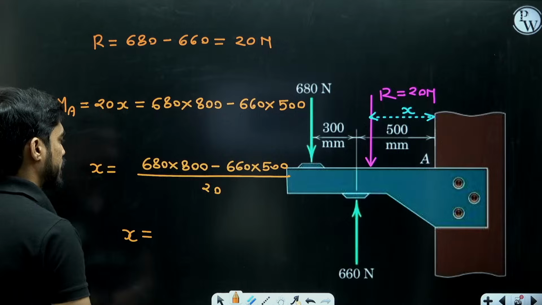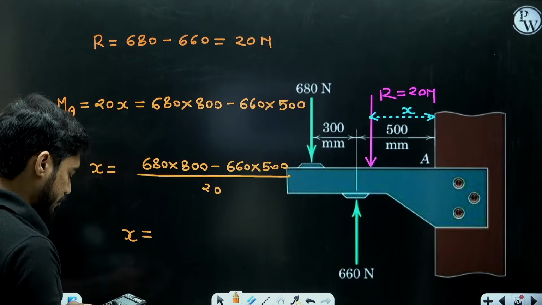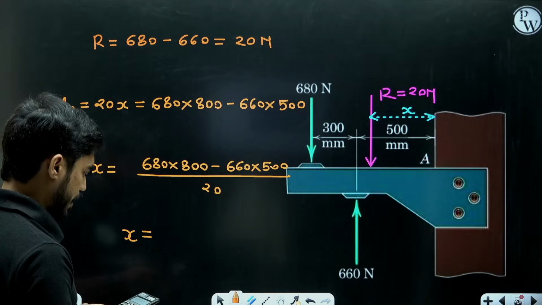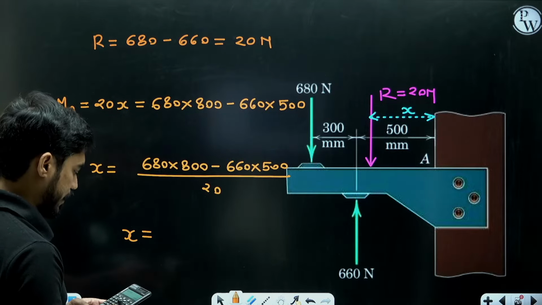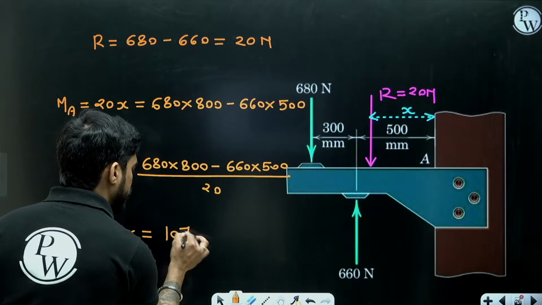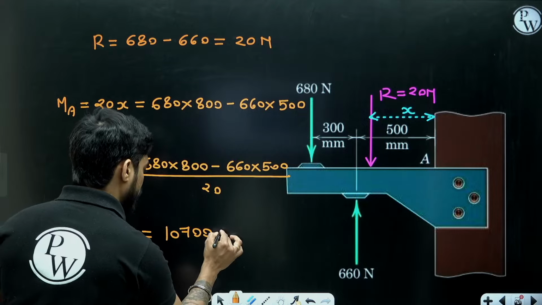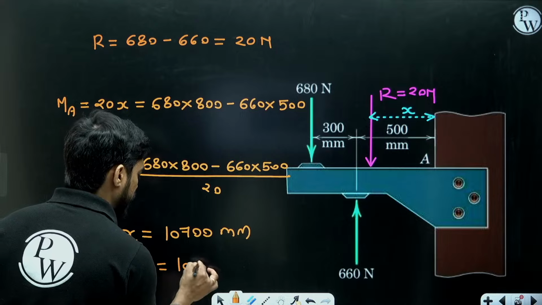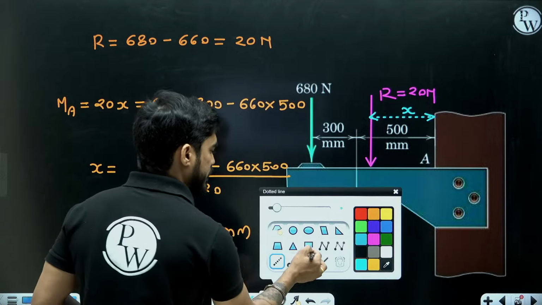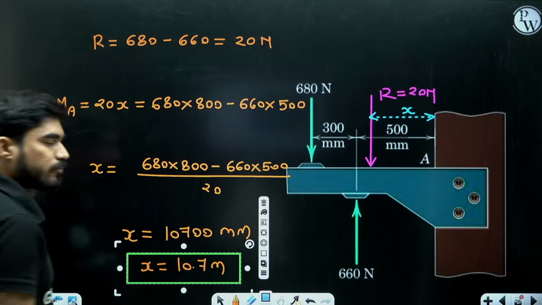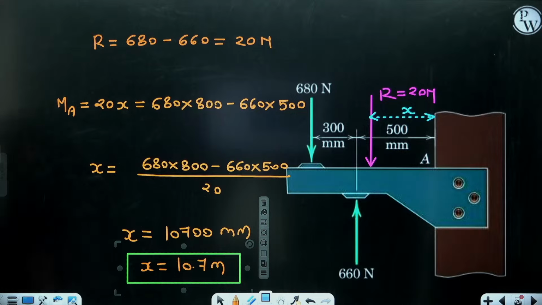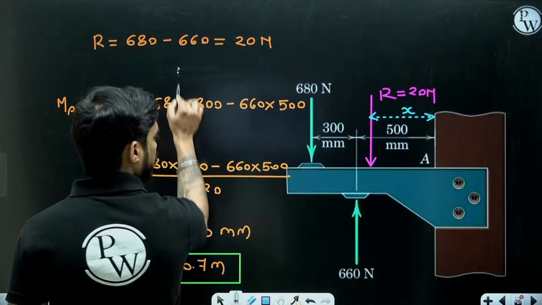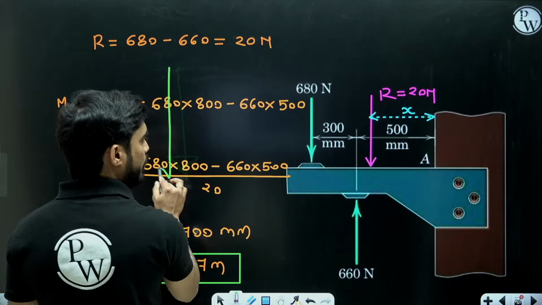So tell me what is the value. 680 into 800 minus 660 into 500 divided by 20. It is 10700 mm. And if I convert it into meter, it will be 10.7 meter. Right? 10.7 meter. So it will be acting somewhere here.